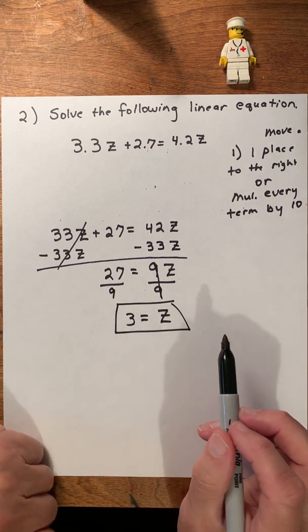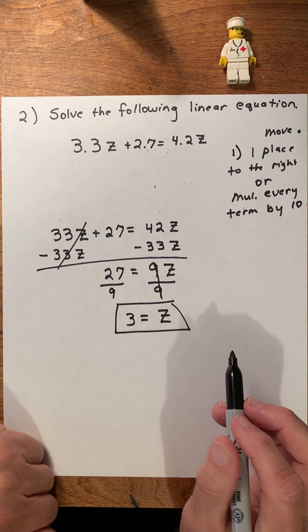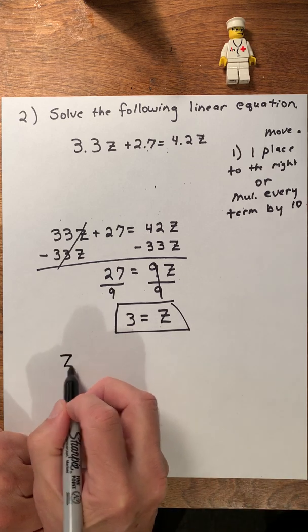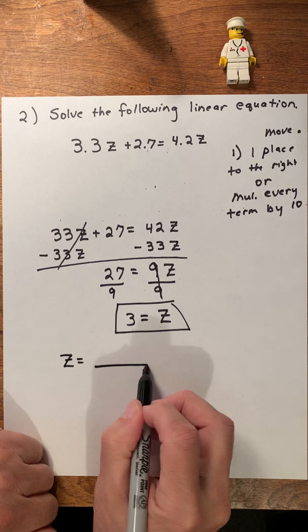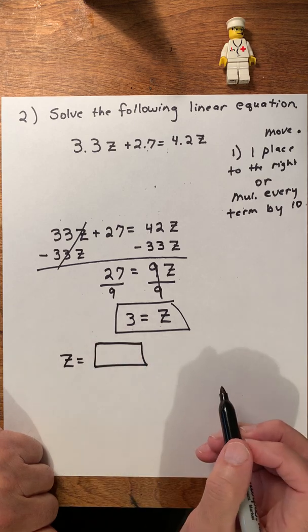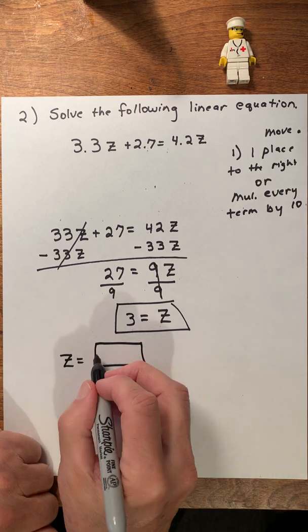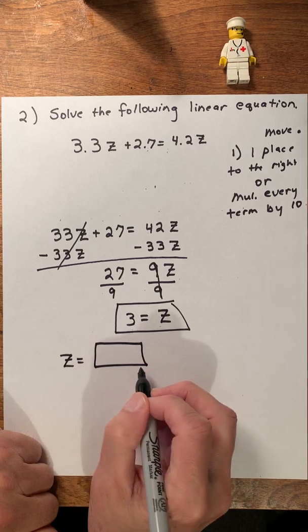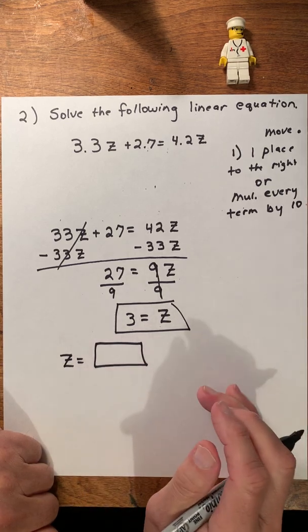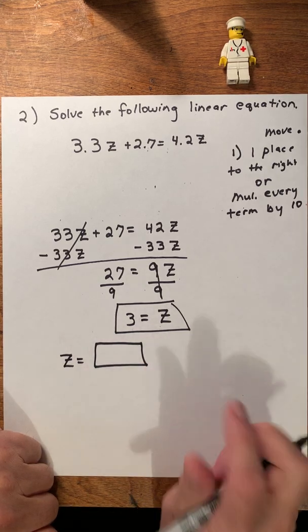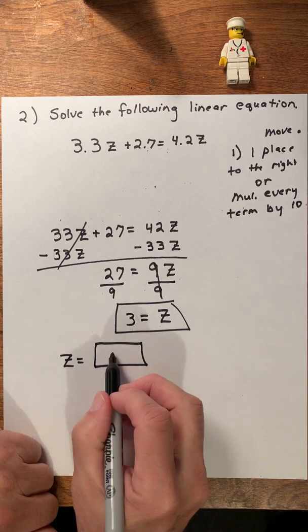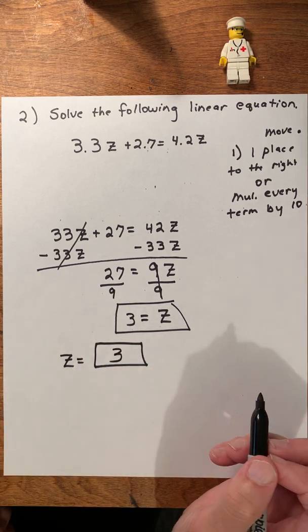Now be careful on your quiz. If it has something like this, and you're supposed to fill in the answer, do not put z equals 3. Even though that would technically be correct, that would give you an incorrect answer. If it already has z equals, just put 3.